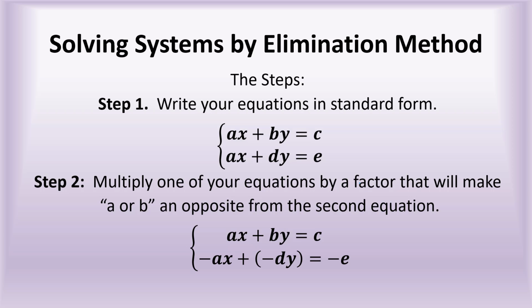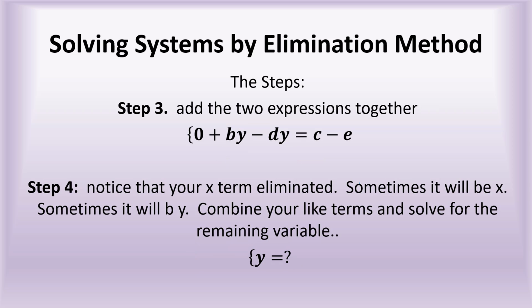Multiply one or both of your equations by a factor that will make a or b an opposite from the second equation. So I've gone ahead and adjusted the ax plus by equals c to negative ax plus negative dy equals negative e. Add the two expressions together. So when we add them together, you'll notice that some things start canceling out.